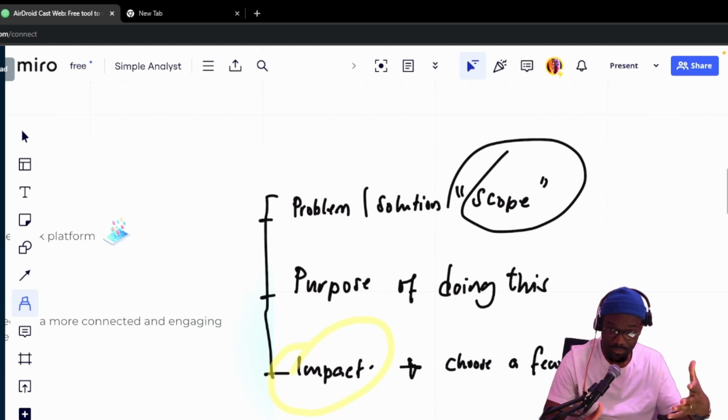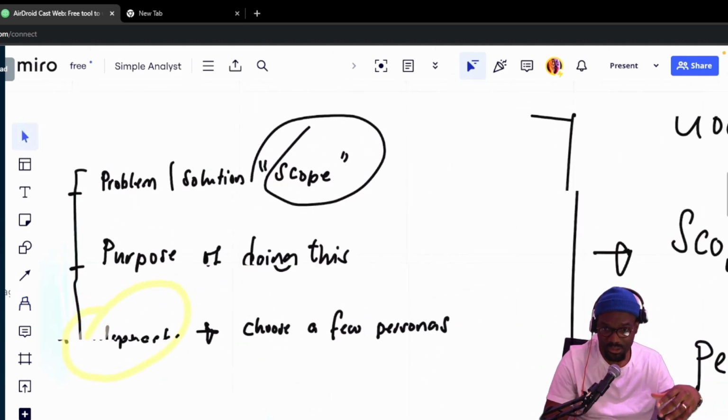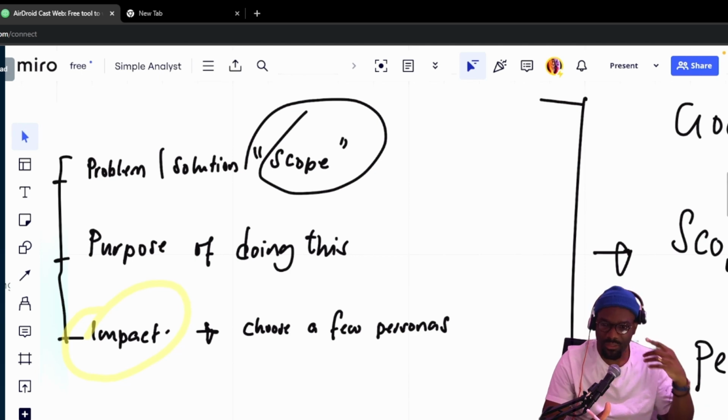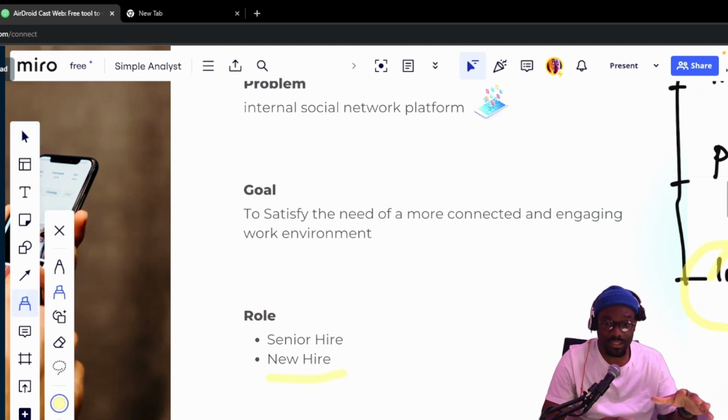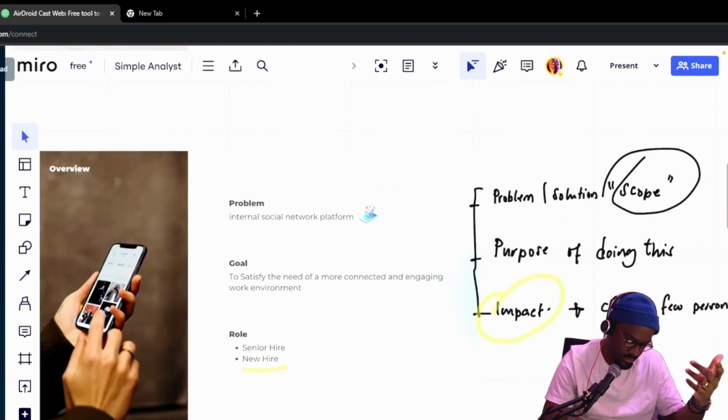And from these people, we have to choose a few of those personas to represent when we think about our wireframes in this case. In my case, for the app that we're trying to create, I'm thinking about senior hires. I'm thinking about even new hires. Again, this is just a few I've chosen at this moment in time. These are the few that are going to be using the app. And basically, this is how we go about it.